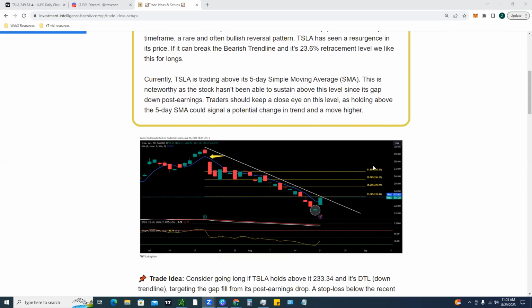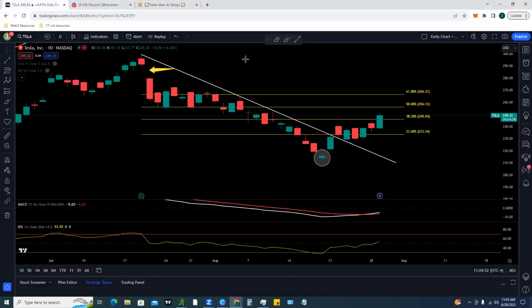And you can see, when we look at the Tesla chart, that we did a really good job of breaking out past this trend line. We ended up falling below 233.34, but we got a very clean breakout retest of the trend line and pushed up higher, and a very nice trade there on Tesla.